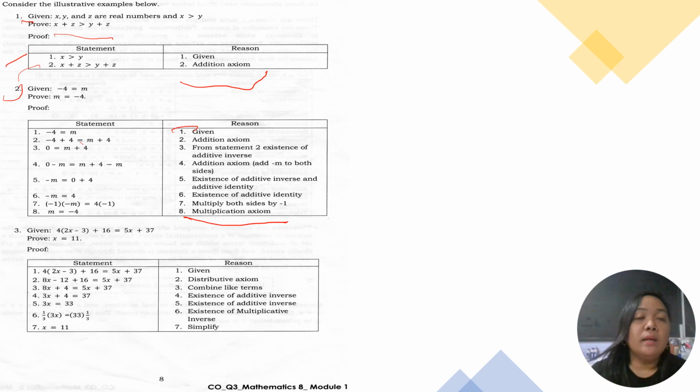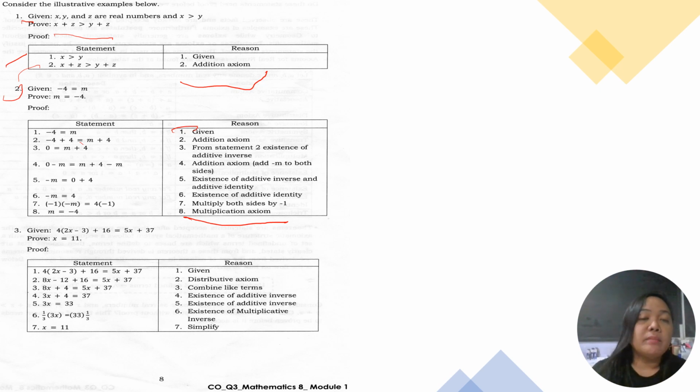Given that 4 times 2x minus 3 plus 16 is equal to 5x plus 37. We need to prove that x is equal to 11. Meaning to say, we need to find the value of x. But by using the two-column proof, let us discuss one by one our statements and reasons.